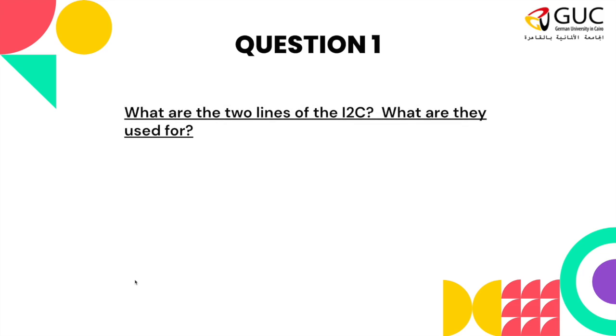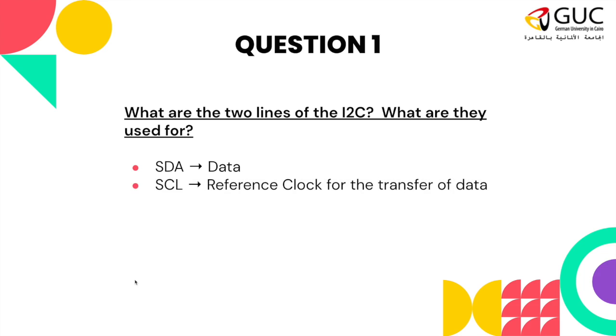Moving on, what are the two lines of the I2C and what are they used for? As I told you in the recap, we have the serial data, SDA, which is used for transmitting data on the bus, and the SCL, which is the serial clock. It's a reference clock for the transfer of data. Therefore, our data or the output will always be synchronous, okay? Because we have a clock that maintains the synchronicity of the bus. So SDA for data and SCL for clock.